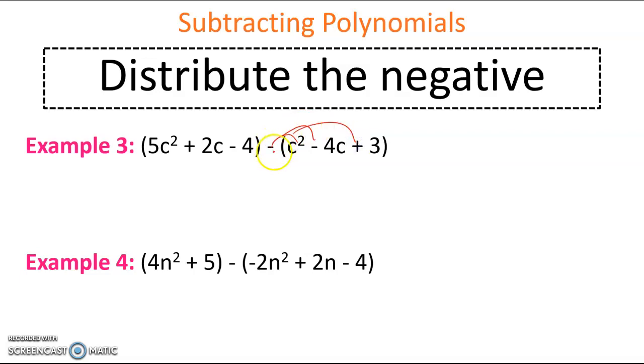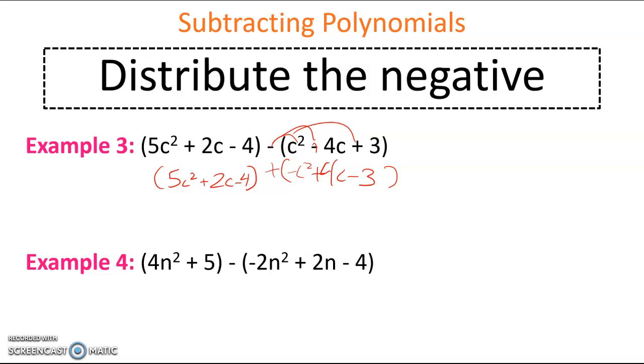Now, when that happens, what you do is you turn that negative into a positive, and then you basically change all the signs inside here. So the c squared turns into a negative c squared, minus 4c turns into plus 4c, and then plus 3 turns into minus 3. This first one here stays the same, plus 2c minus 4. It's only the one that's to the right, not to the left. That's where we distribute, all right?